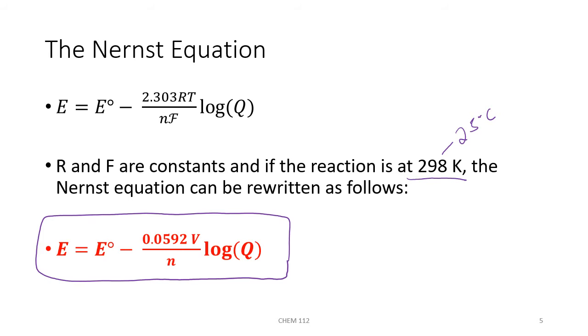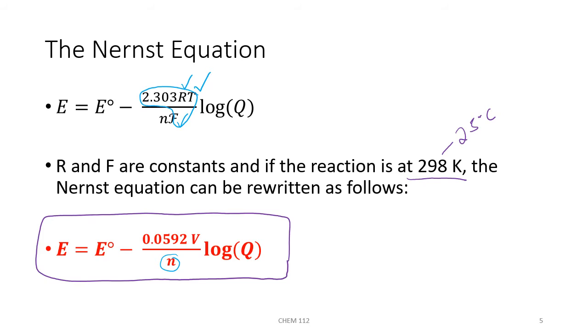So 2.303 times R is a constant. If you're at 298 Kelvin, that temperature would remain the same. And then F, Faraday's constant, is a constant. So all of those terms essentially come together to give us that 0.0592 volts that you see on the top. The n isn't included because the number of moles of electrons transferred will change depending upon the specific redox reaction.